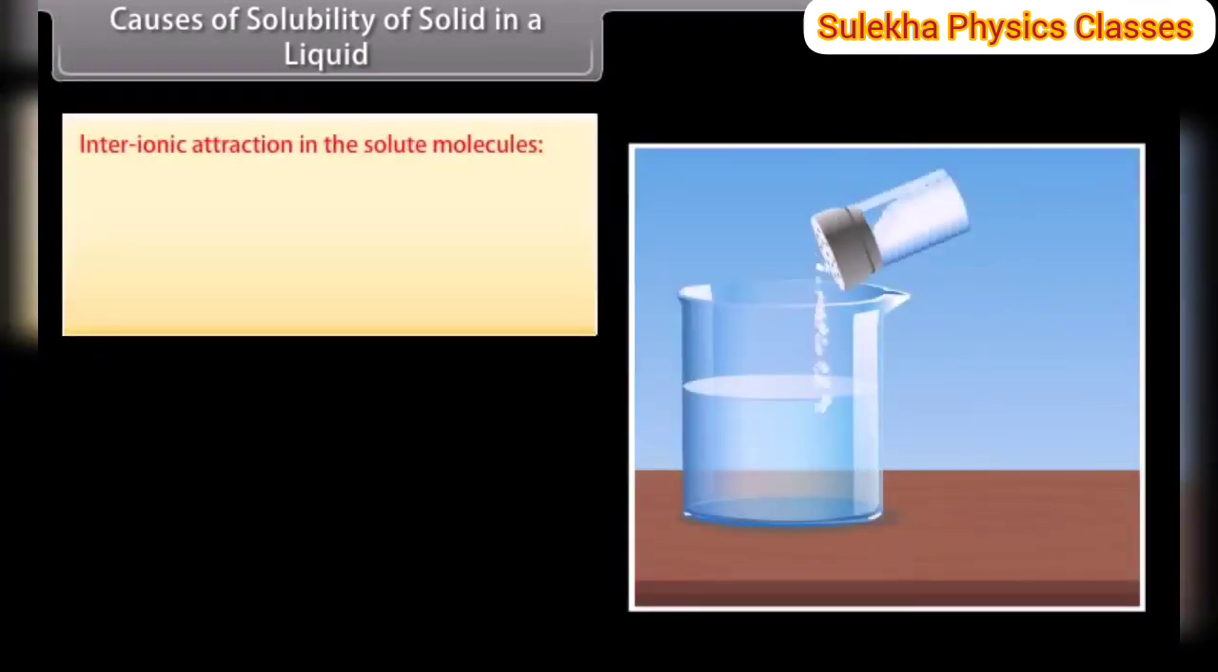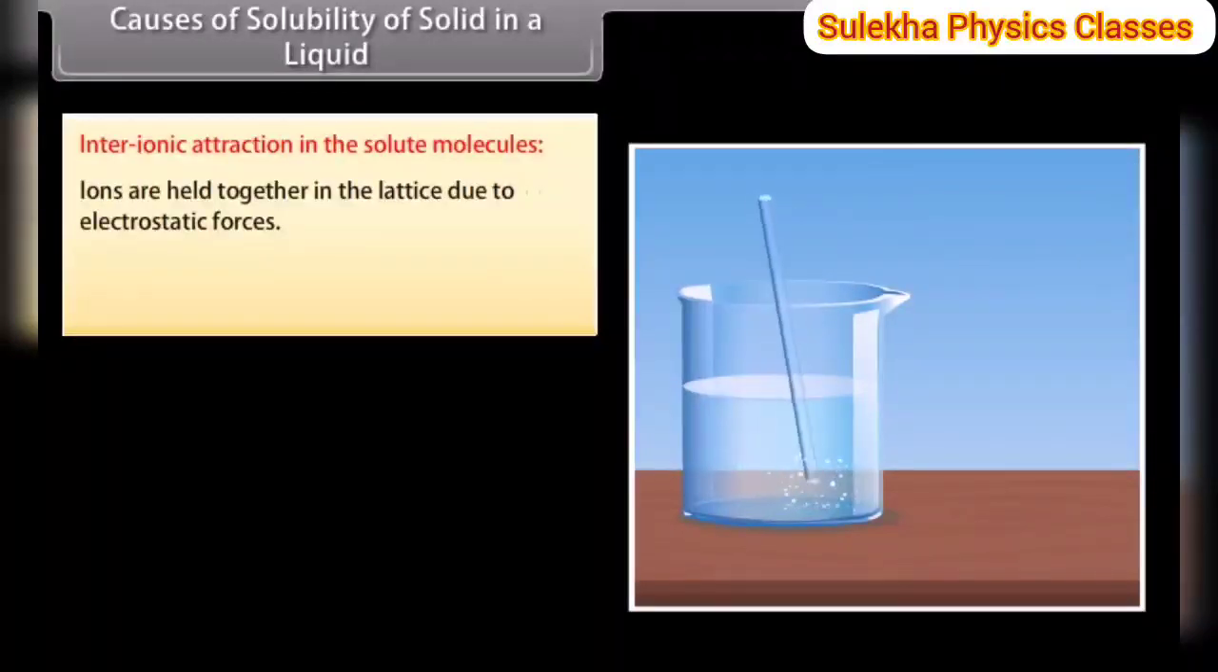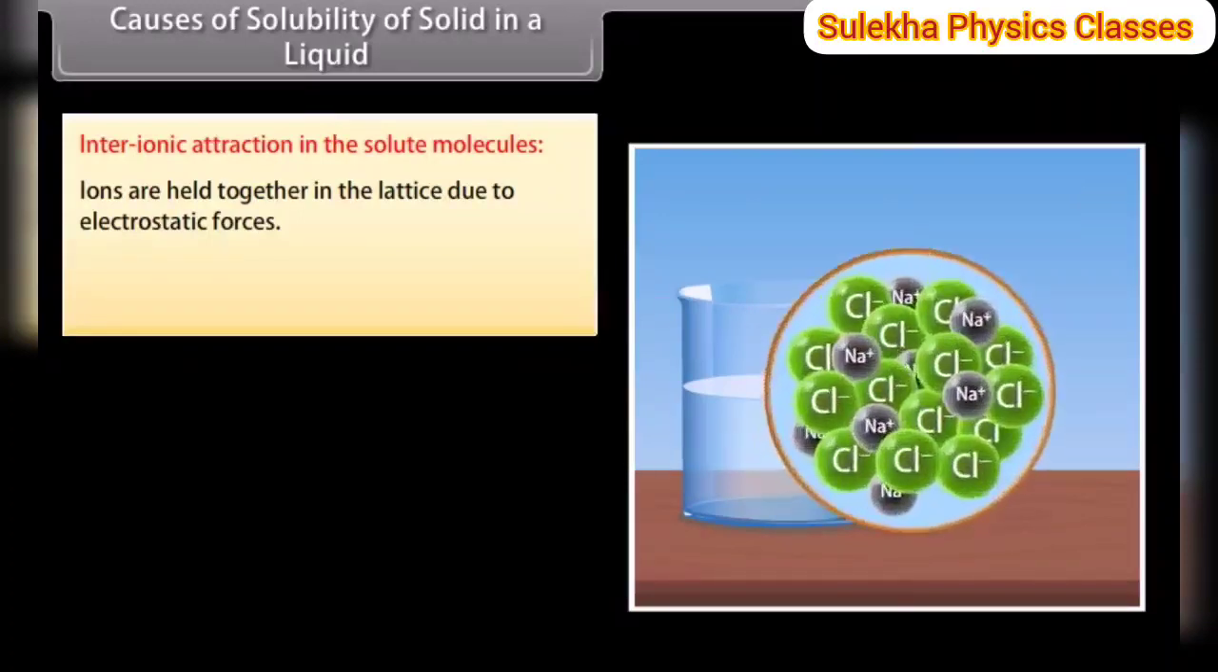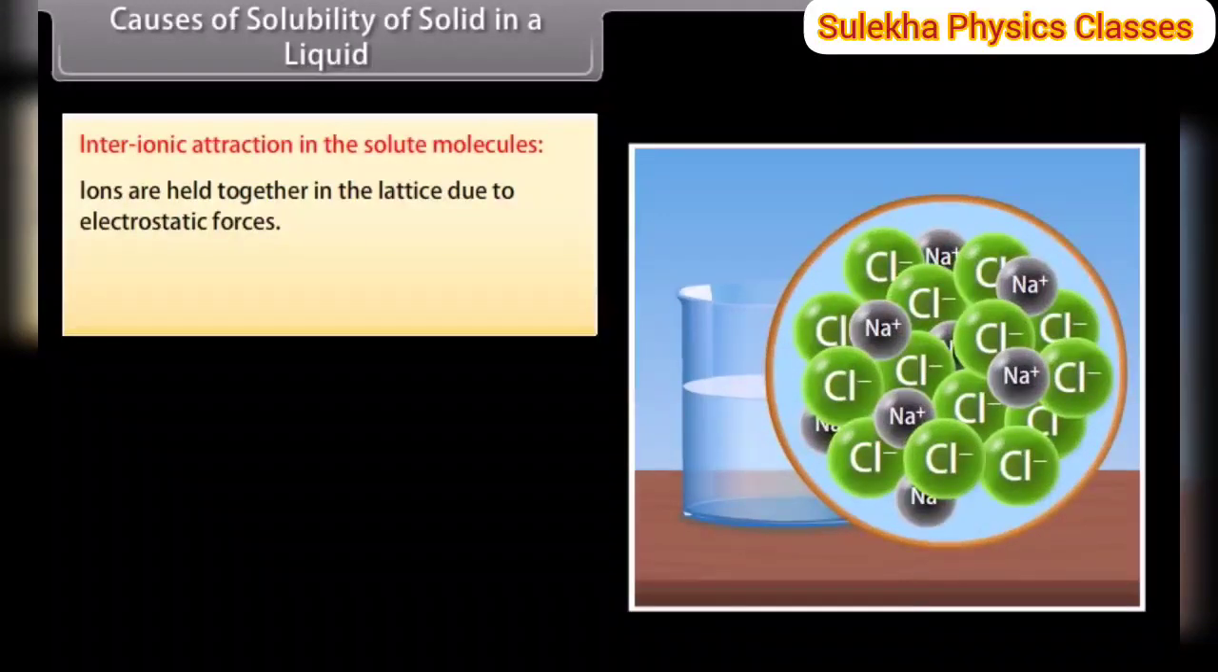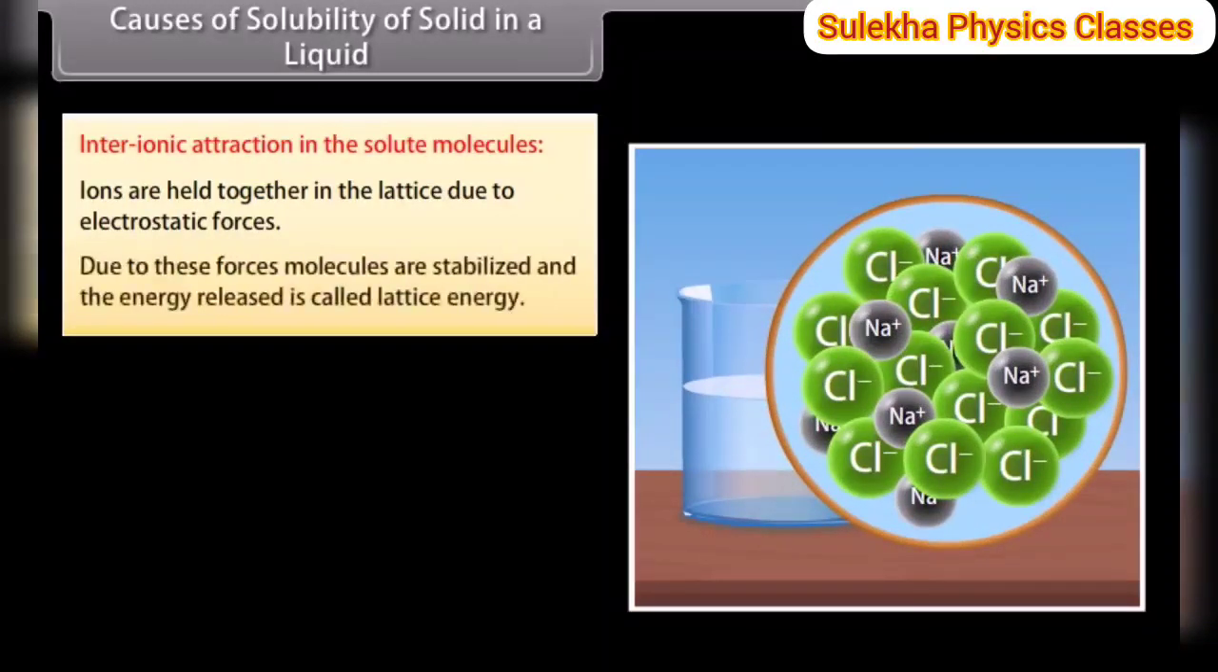Causes of solubility of solid in a liquid. Many types of forces of attraction operate when a solute is mixed with a solvent. Inter-ionic attraction in the solute molecules: ions are held together in the lattice due to electrostatic forces. Due to these forces, molecules are stabilized and the energy released is called lattice energy.